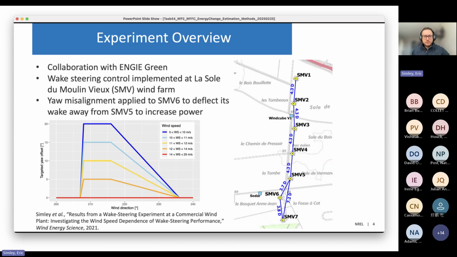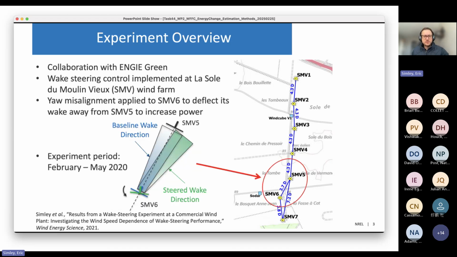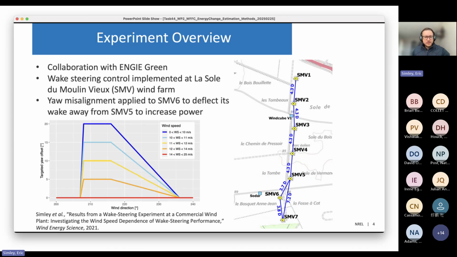We applied positive yaw misalignments, so a counterclockwise rotation of the nacelle of the turbine when viewing from above, to deflect the wake away from the downstream turbine. That was applied over about a 25-degree sector. As the wind speed increased, the offsets were scaled until they were reduced to 0 for wind speeds above 14 meters per second, roughly the rated wind speed for this turbine.